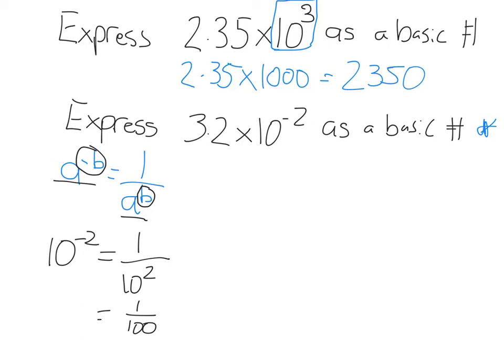Express 3.2 times 10 to the negative 2 as a basic number, so it's 3.2 times 1 over 100, okay? Now, the way that we look at this is the same as 3.2 divided by 100. Now, remember how we do division? If we are dividing by powers of 10, all we do is move the decimal point a certain number of places to the left, okay?